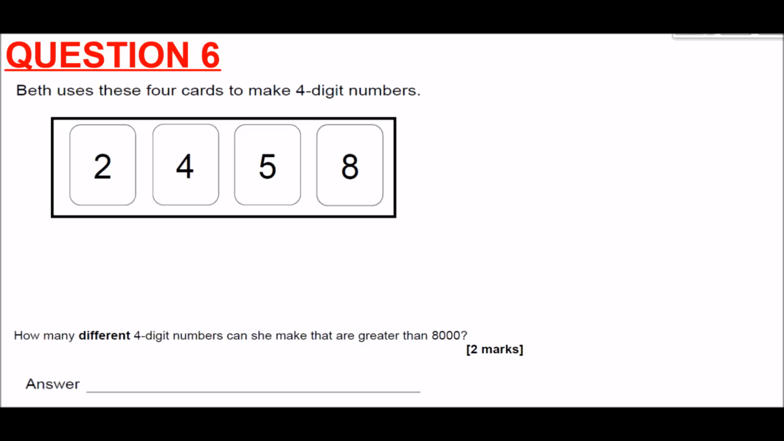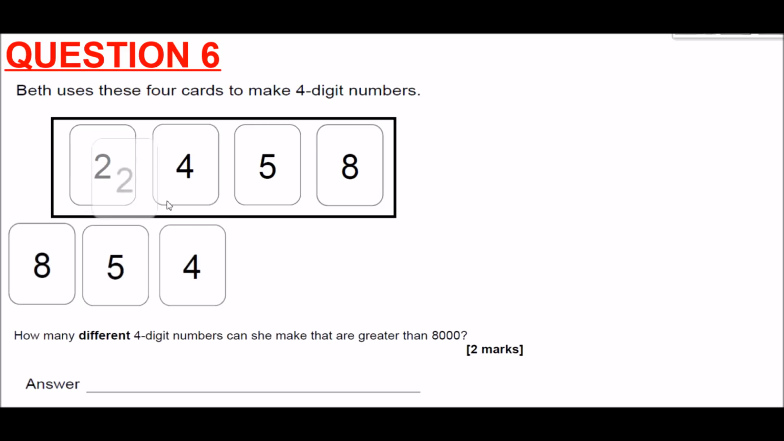Question 6. Beth uses these 4 cards to make 4-digit numbers. How many different 4-digit numbers can she make that are greater than 8,000? So clearly, if the numbers are going to be more than 8,000 in size, we're going to have to begin with an 8. And so I'm just going to grab this 8 here and think about what the biggest number is. The biggest number would be if your numbers are in descending order from smallest to biggest. So one number she could make, the biggest number, would be if you reversed all these digits, 8,542 is one possible number she could make.